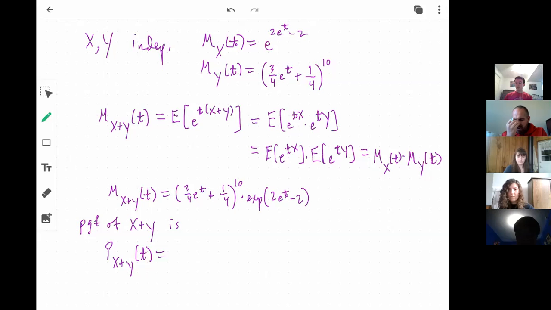How are the probability generating function and the moment generating function related to one another? What would I have to do to get the one from the other? Do you remember? If I want to get the probability generating function from the moment generating function, what would I have to do? Don't you plug natural log into the moment generating function? Yeah, that's right.